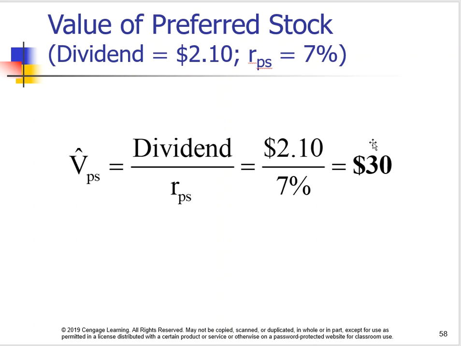And so this is the same model as the constant growth model. It's just that G is 0. So this is dividend times 1 plus 0 divided by RPS minus 0. So it's the same model, its growth is just 0. So for preferred stock, we just have the dividend over the required rate of return on the preferred, and that gives us the value of the preferred.